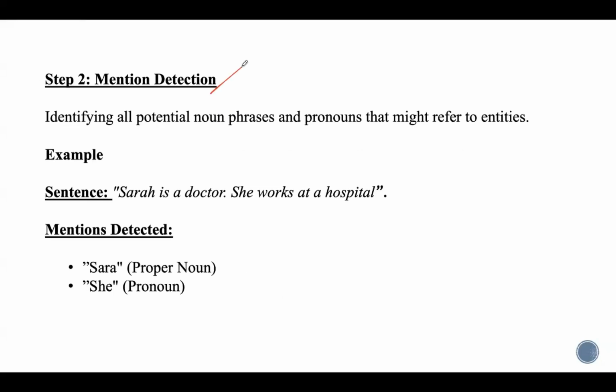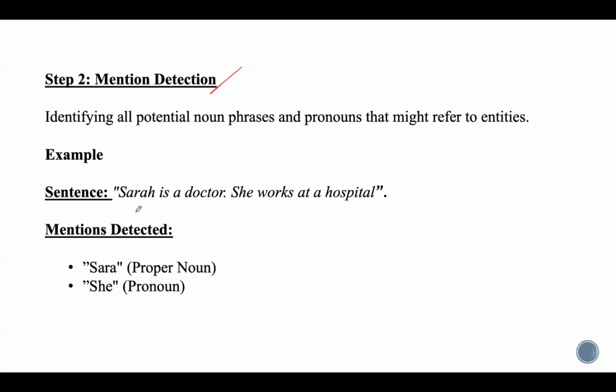The second step is mention detection. The system identifies noun phrases, pronouns, or named entities that might be co-referent. Types of mentions include named entities like John, Microsoft, Paris, or definite noun phrases like the boy, the company, indefinite noun phrases like a man, an engineer, pronouns like he, she, it, and demonstrative pronouns like this, that, these, those. All of these are mentions.